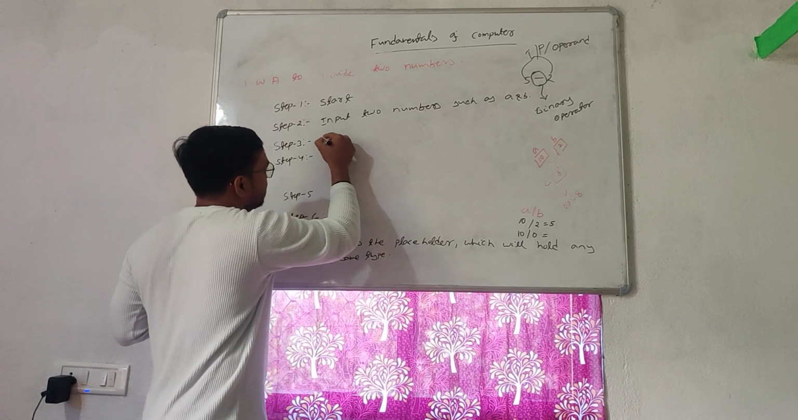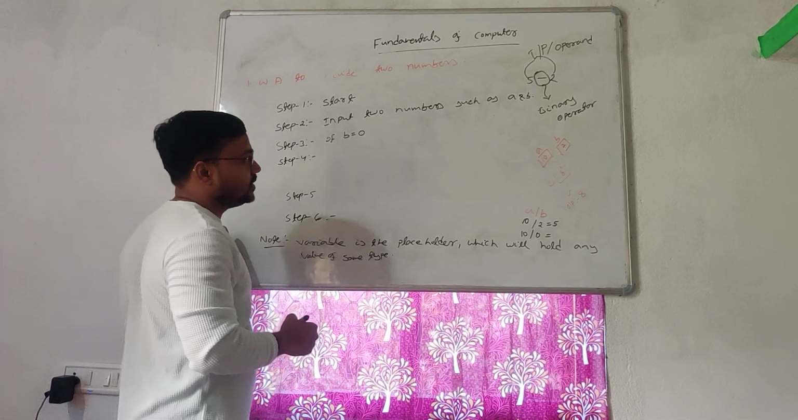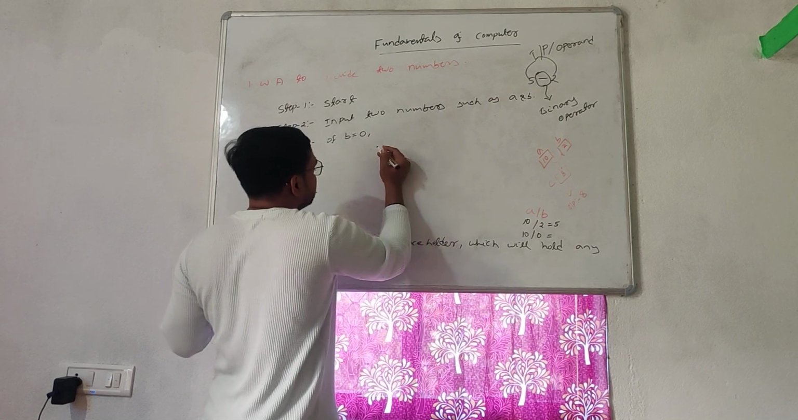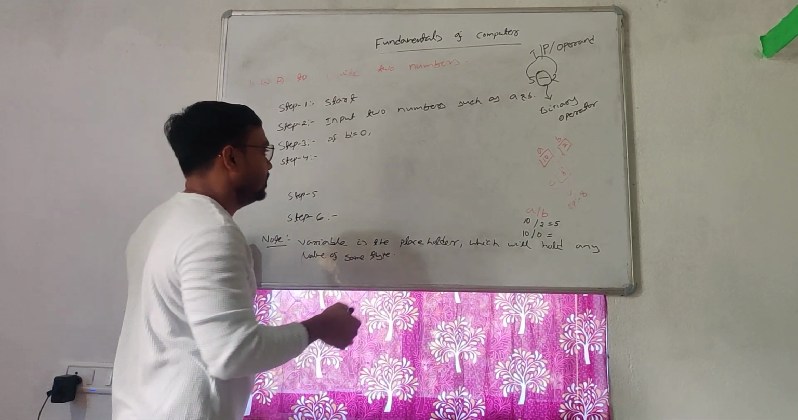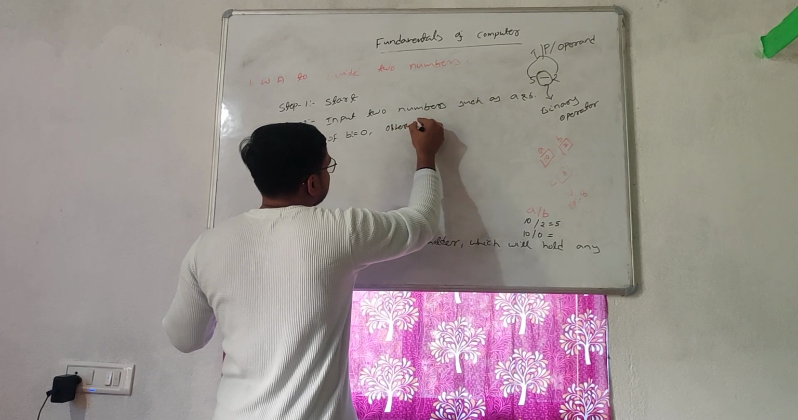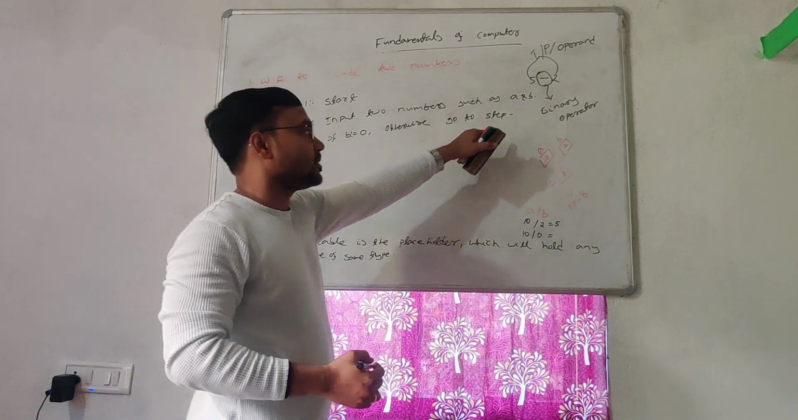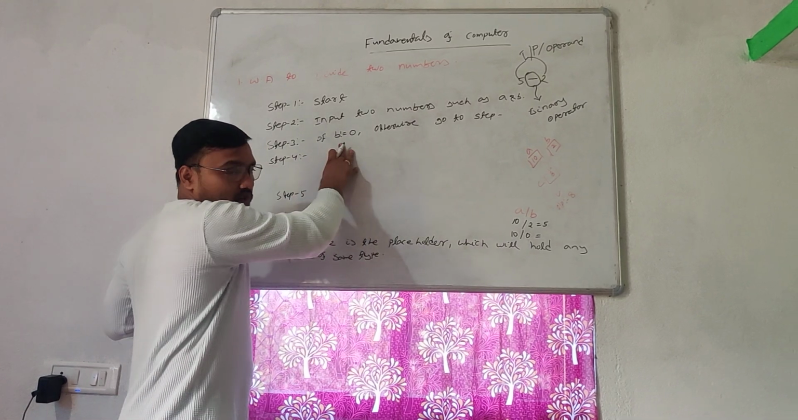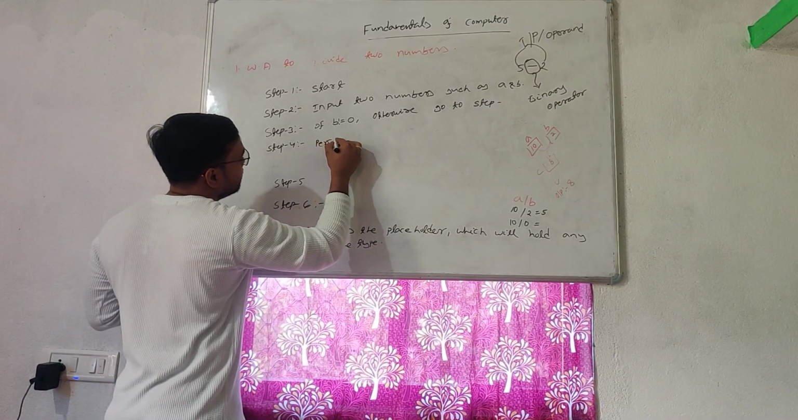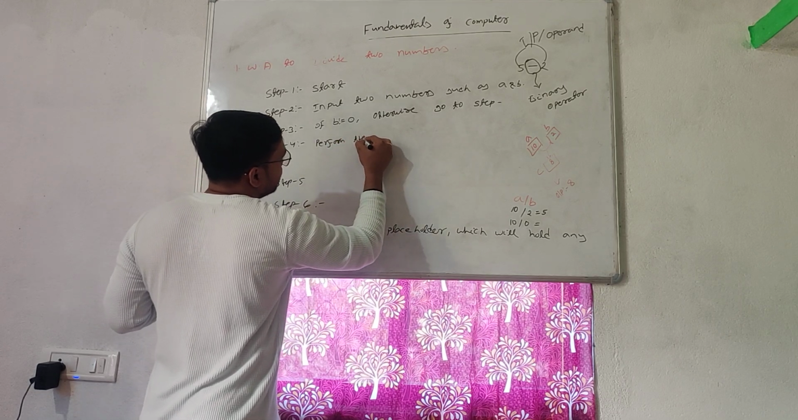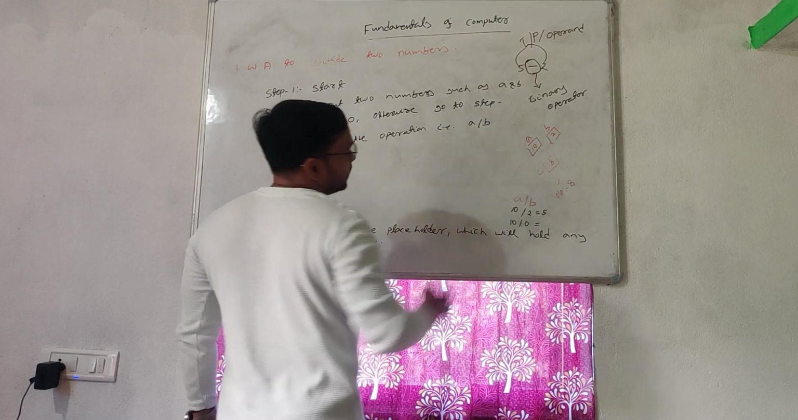What I'll do? I'll check if B equals 0. If B is not equal to 0, then the operation will happen, otherwise go to the step. If B is not equal to 0, then simply perform the operation, that is A by B. Clear?